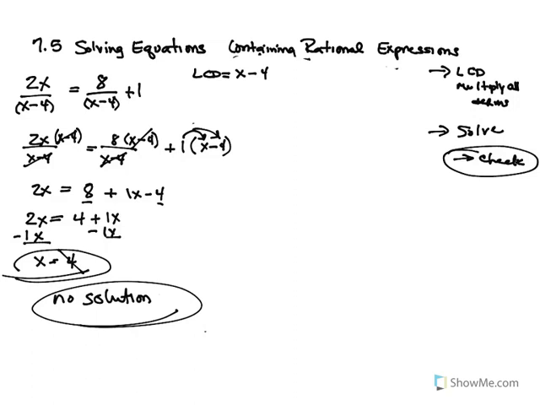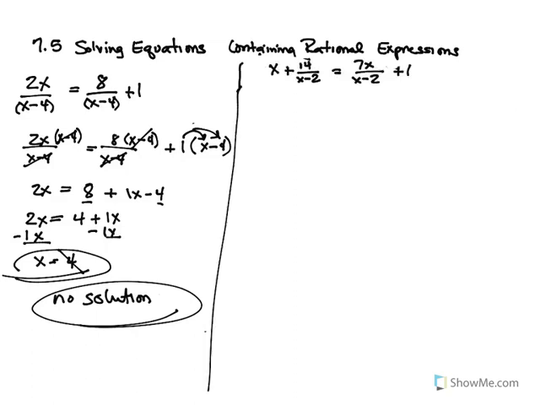No solution. Okay? All right, let's look at another one. Okay, so here we have this equation: x plus 14 over x minus 2 equals 7x over x minus 2 plus 1. So we need to identify the LCD. So the LCD is x minus 2.